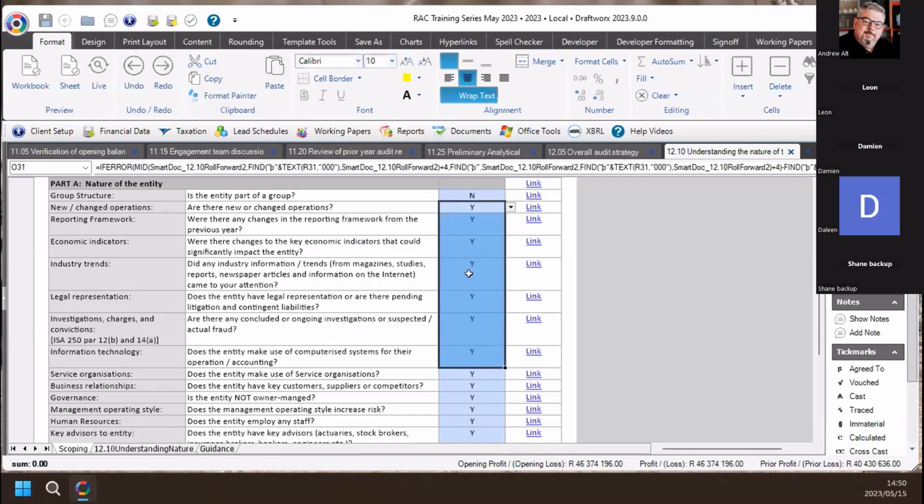These yeses and nos are also roll forward, so this will carry forward to the next year so that you don't have to go and recomplete this each time. Although, once again, please always remember under roll forward, the fact that it's roll forward doesn't mean that it's correct for this year. You do need to go and reconsider those areas.